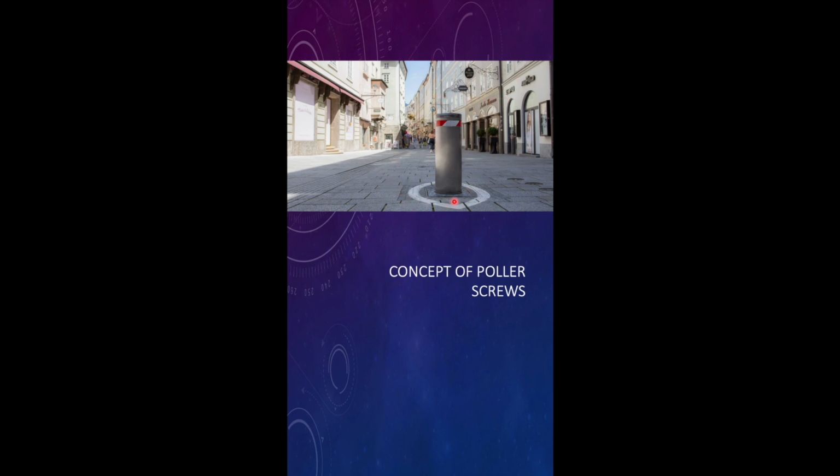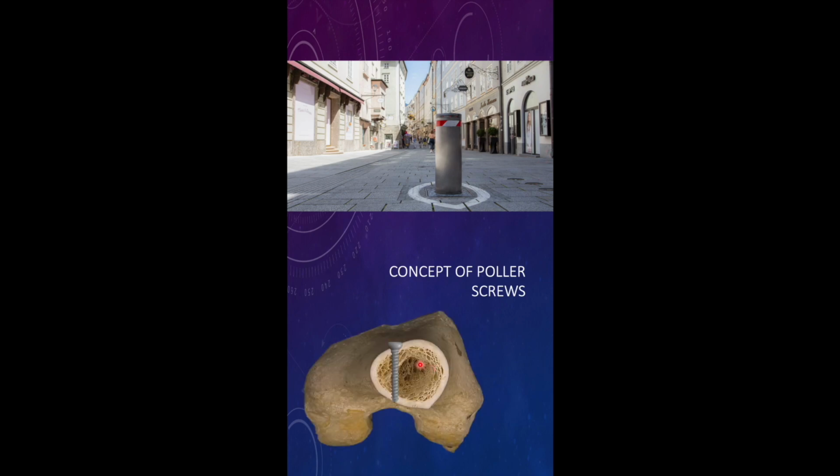So if the block is in this area, then the traffic will have a tendency to go in this direction or in this direction. So it has to redirect the traffic in a desired path. Similarly, in bone, the polar screw is placed in an area where we don't want the intramedullary device to pass. So the intramedullary nail, which is going here, will be blocked by this screw, and will resume a path somewhere here, which will be the desired path.